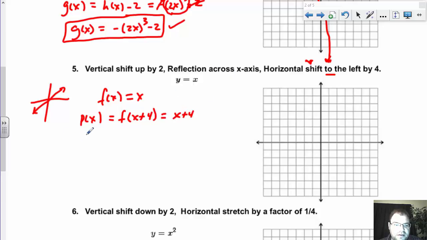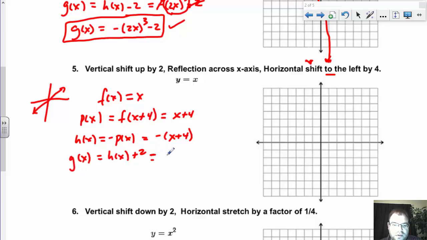And then I'm going to flip across the x-axis, so we're going to say h of x is negative p of x. So that's going to equal the negative of x plus 4. And then the vertical shift up, that'll give me my g of x we can use. And that'll equal h of x plus 2. That's a vertical shift up by 2. So this will equal the negative of x plus 4 and then up by 2.